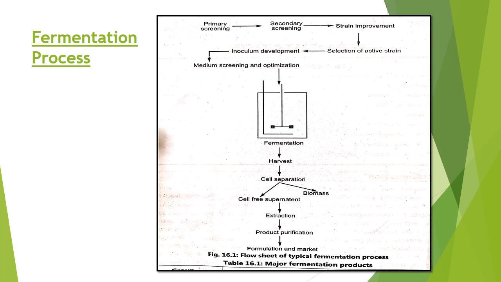Here, the harvesting will take place, and after that, cell separation will be carried out, where the biomass and cell-free supernatant are separated. The cell-free supernatant is extracted, and after the extraction process, the product purification is done as per the standard procedure. After the purification, that product is formulated and transferred into the market for further selling. So this is a simple process of fermentation.